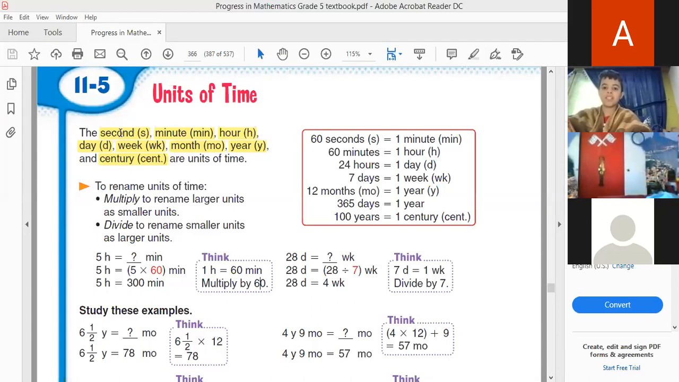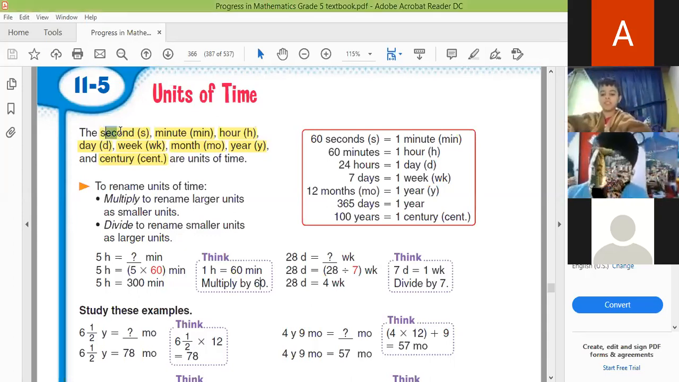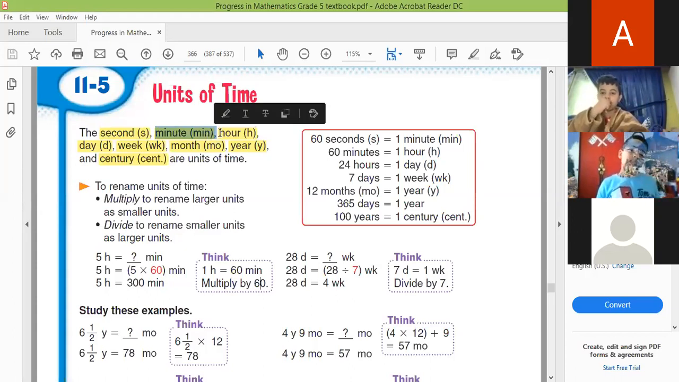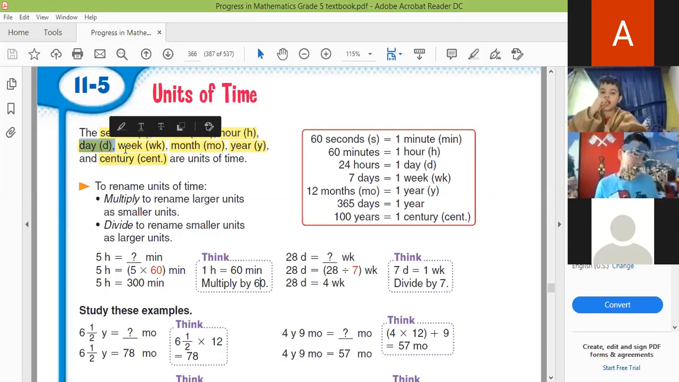Yes. In our watch, if you have ever observed, the smallest unit in our watch is second. Second is the smallest unit. Then after second, 60 seconds makes 1 minute. Then 60 minutes makes 1 hour. Then 24 hours makes 1 day.